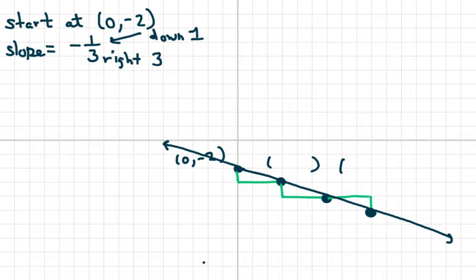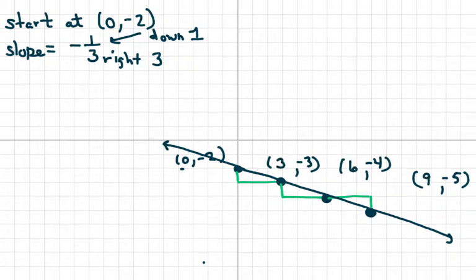If I want to label these points, I started at 0, -2. So my y is -2, and I'm going to go down 1. So that puts me at -3, -4, -5. And I go 3 to the right, and I started at 0 on the x. So 3, 6, 9.